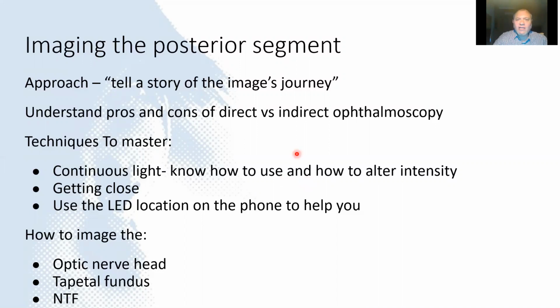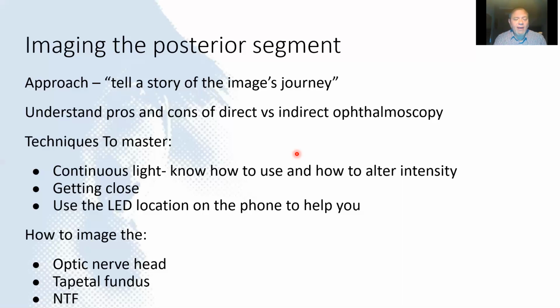So key to understanding how we use the phone to image the retina is understanding what direct ophthalmoscopy is compared to indirect ophthalmoscopy. We need to learn how to ensure the light is on continuously, and how to alter the intensity so we can get different effects and also make it more pleasant for our patient. It's important to be able to get close to the patient safely, and to be able to manipulate our phone close to the equine cornea to get the best images. We're often only 2 or 3 millimeters from the surface of the epithelium.